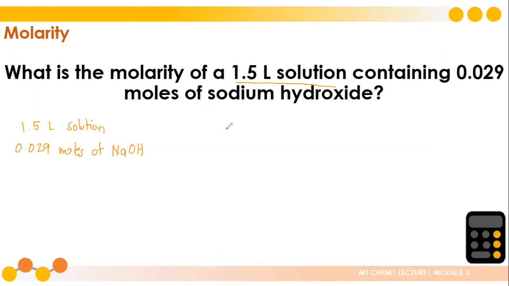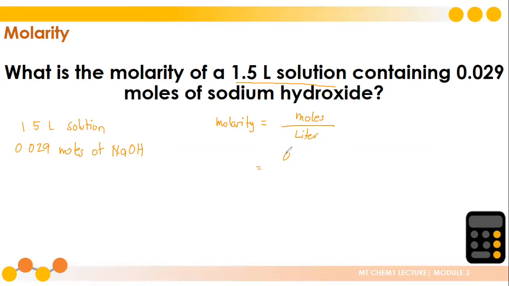Again, the formula for molarity, we have to go back to the slide a while ago. Molarity is equal to the moles of the solute divided by the liters of the solution. So let's try to solve it.